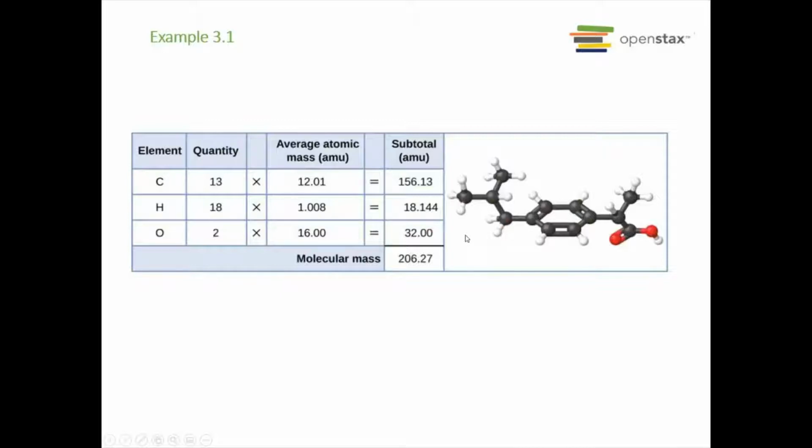Here's one more example. I forgot to put the name of this. This is ibuprofen, aka Motrin, and it has the formula C13H18O2. So you've got 13 times the atomic mass of carbon, 18 times the atomic mass of hydrogen, and 2 times the atomic mass of oxygen. Add them all up, and you get 206.27 AMUs for the molecular mass of ibuprofen.